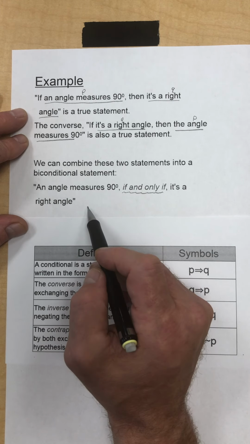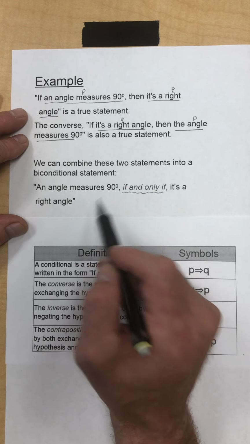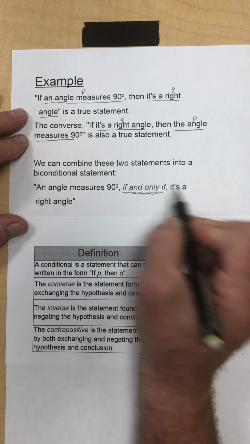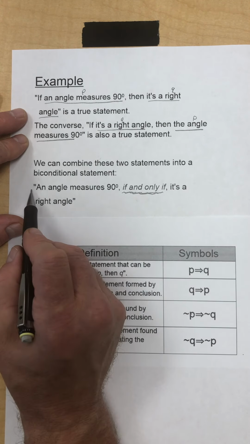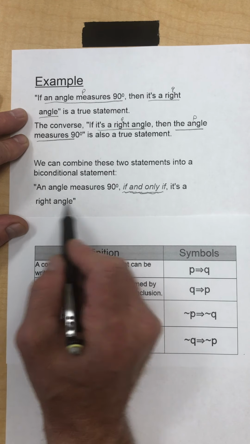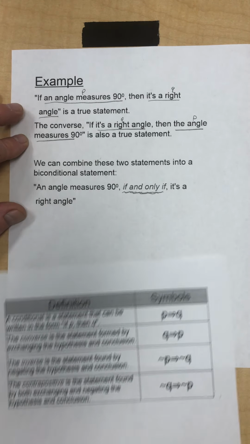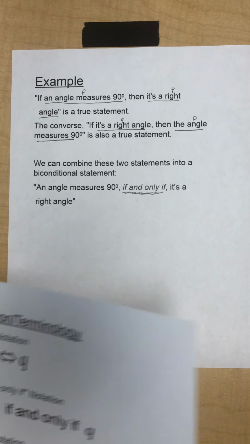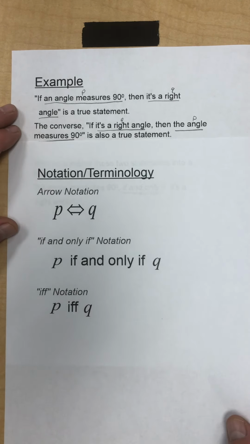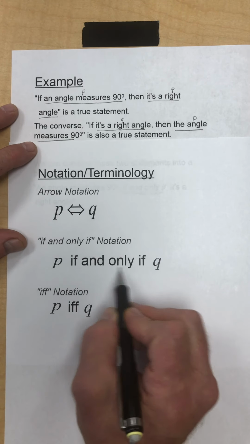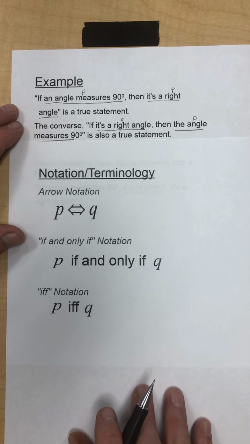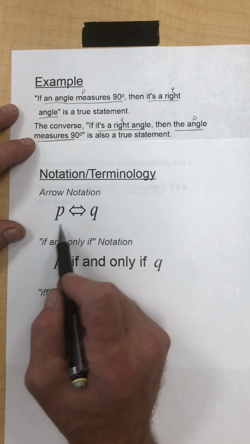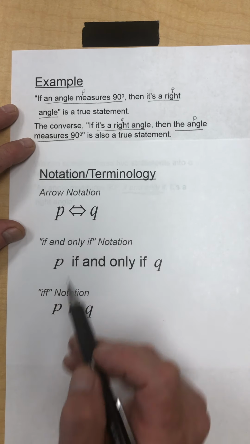It doesn't make any difference which order the P and Q come. You could put the P first and the Q second, or the Q first and the P second. It makes no difference because we're using this if and only if, which means we can read it going forward and then going backwards. Now, there's some notation and terminology. We have this if and only if, which you saw already. Sometimes we use arrow notation like this. It's still read P if and only if Q.